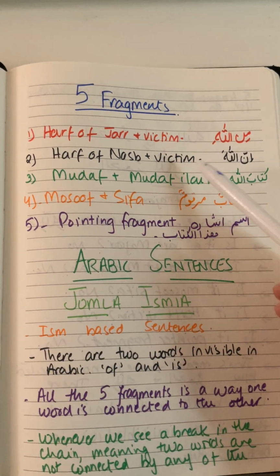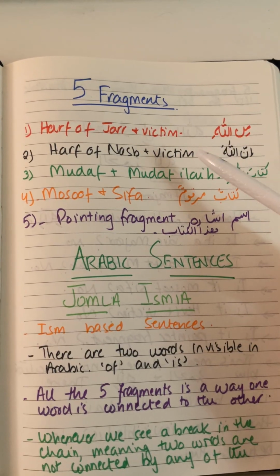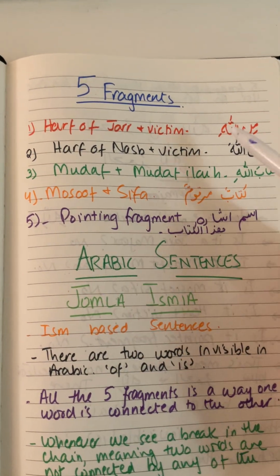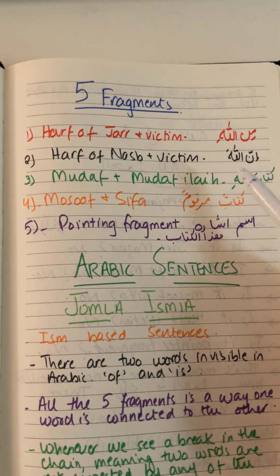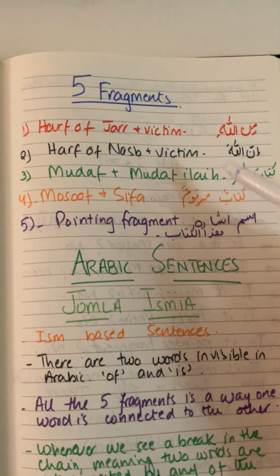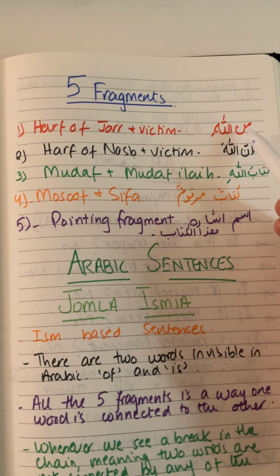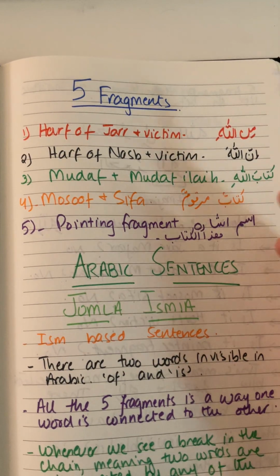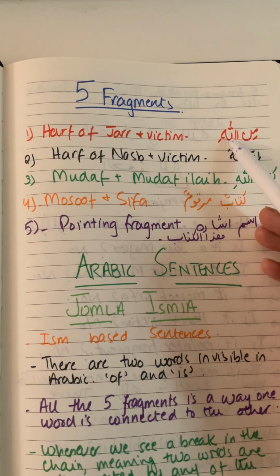Just do a little revision. We started with the different kinds of words, which are ism, fail, and harf, and we did the properties of ism. Then we moved on to the fragments, which are basically combinations of words less than a sentence, and there are five kinds of fragments, in which there is the harf of jar and its victim, the harf of jar like ba, ta, kaf, lam, waw, min, fi, an, ala, hatta, ila. So they make the word that comes next to them jar.